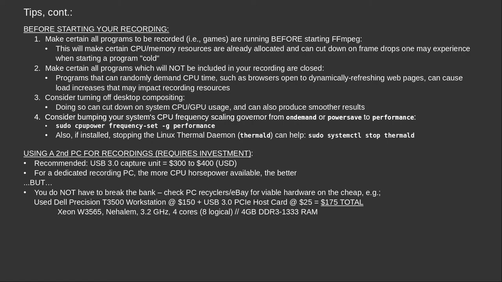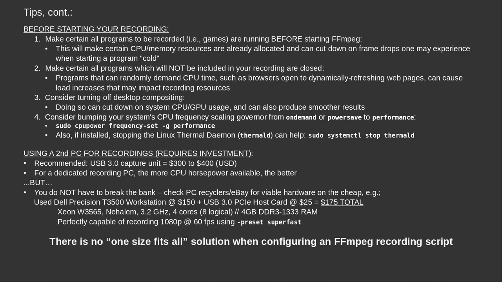Now, that Precision workstation is running a Xeon W3565. As I mentioned, it's two generations older than my Ivy Bridge, so it's running the Nehalem architecture. 3.2 gigahertz, so it's 200 megahertz slower than my Ivy Bridge. And it's still another 8 logical cores that I can throw into recording. RAM, it only has a quarter of what I have in my main rig, so 4 gigabytes of DDR3 at 1333. Even with those lowered specs, I can still record 1080p at 60 frames per second using the super fast preset without frame drops.